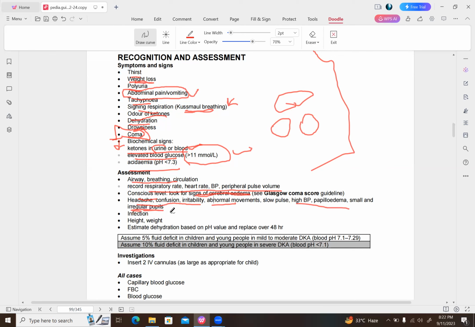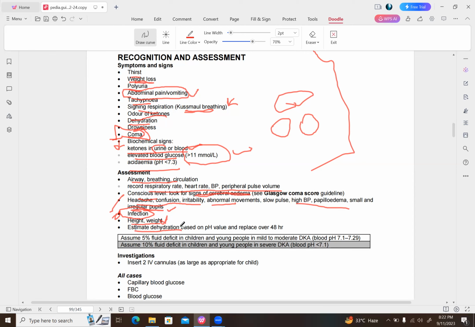Why this? To look for any poisoning like salicylate poisoning, or some recreational drugs that can also cause this diabetic ketoacidosis. All right, infection, yes, very important. You have to look for the focus of the infection. Okay, see the height and weight. Why weight? Because you have to monitor the dehydration with this weight.